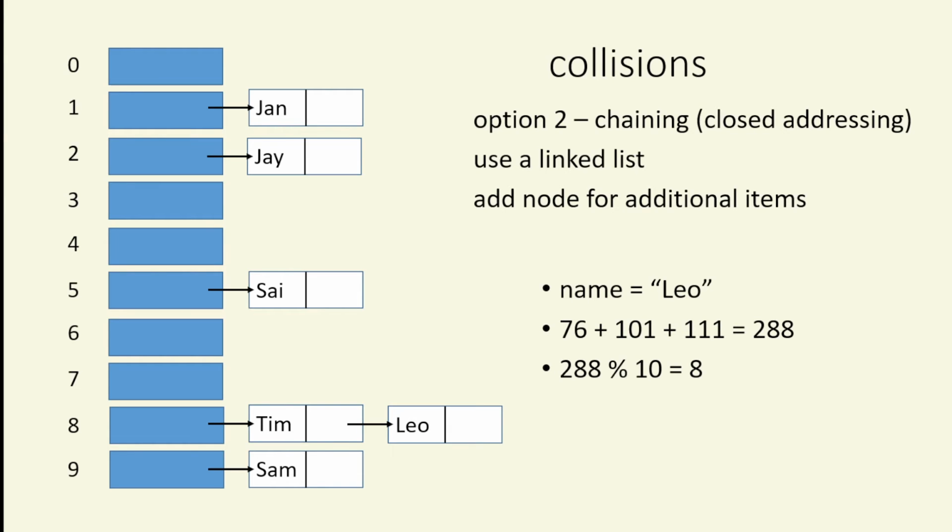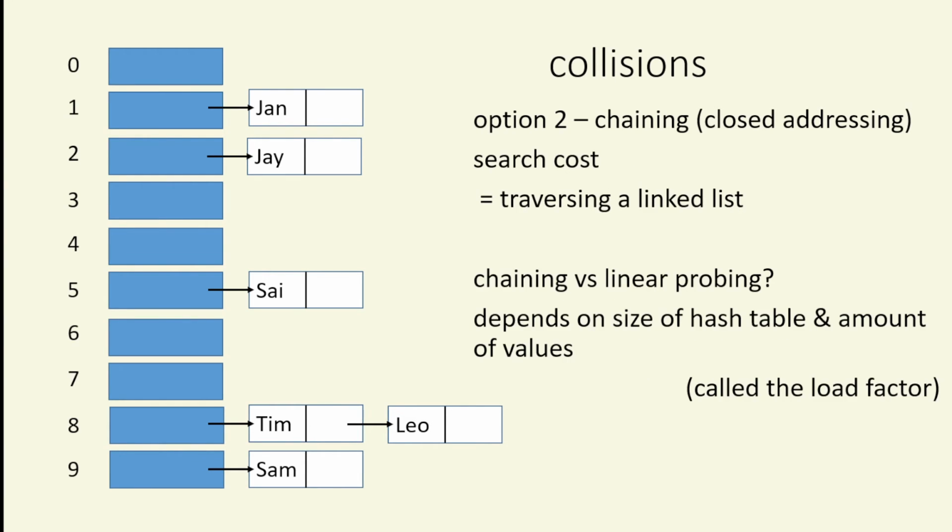Another method to deal with collisions is called chaining, which is a form of closed addressing. Here we use a linked list. So at index 8, we have a link to the node with the value Tim, and that node with the value Tim then links to the second node with the value Leo. So we have a cost.